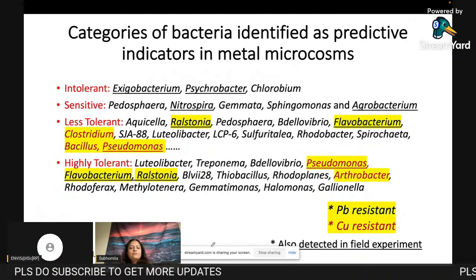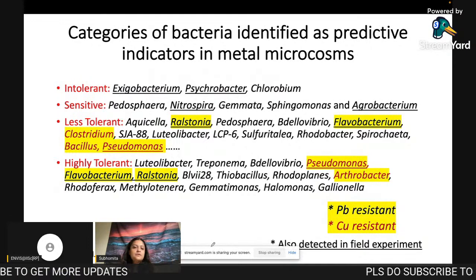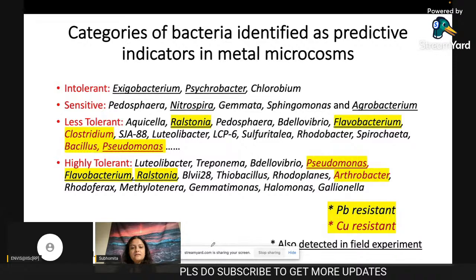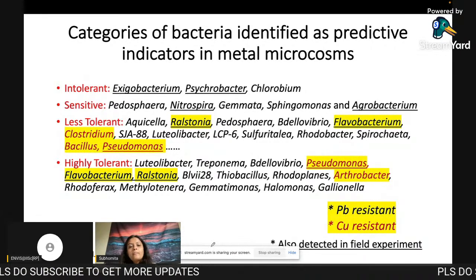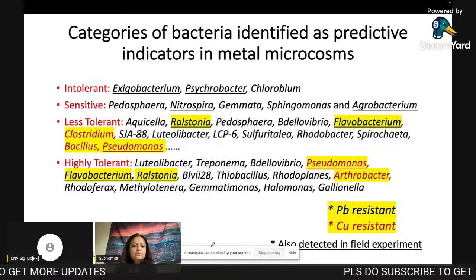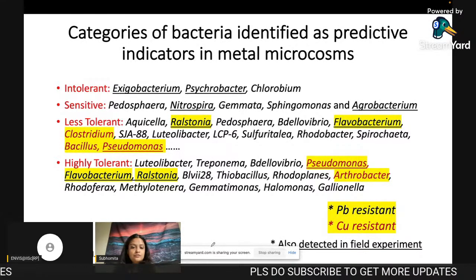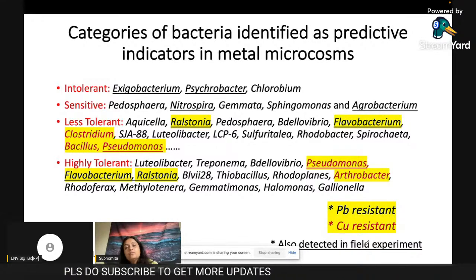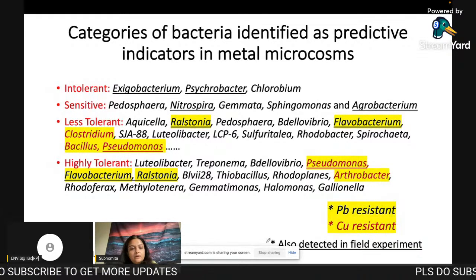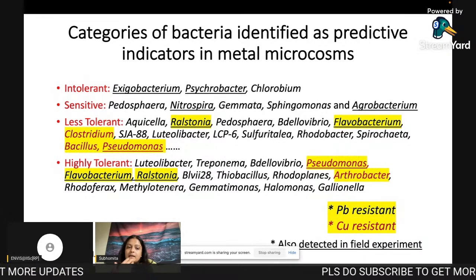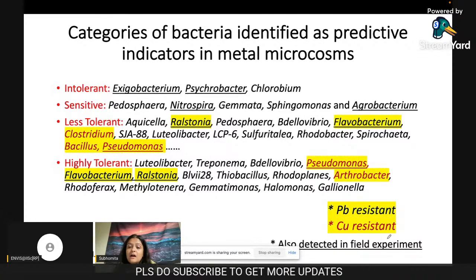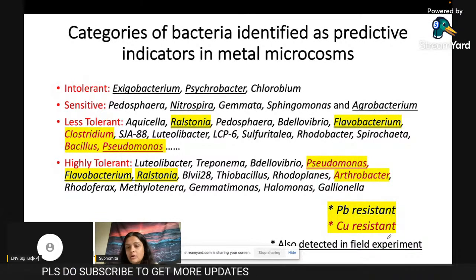This is a snapshot of what we found. Some bacterial species like Exiguobacterium, Psychrobacter, and Chlorobium were intolerant. Some were sensitive, like Nitrospira, Sphingomonas, and Agrobacterium. Some were less tolerant, and some were highly tolerant, for example Pseudomonas, Flavobacterium, Ralstonia, Arthrobacter, and Thiobacillus. The interesting thing is that the underlined ones are the ones that we also detected in the field experiment. There are some highly tolerant bacteria, and among these, the yellow ones are also lead resistant, and some of them are even copper resistant.